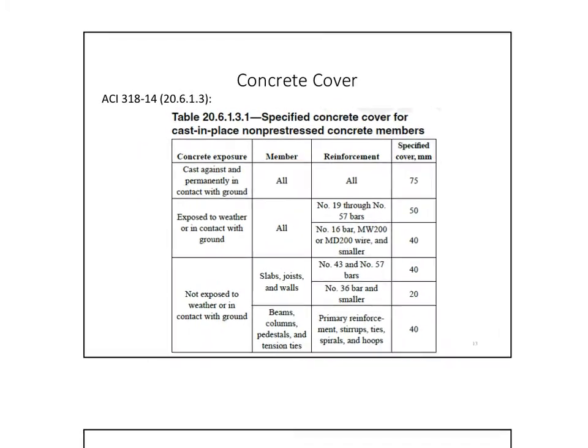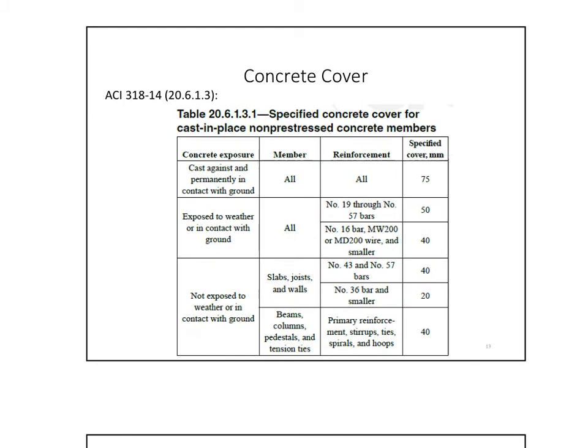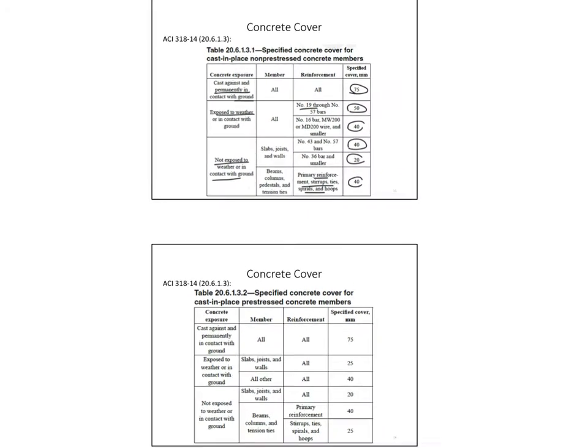We've looked at these concrete covers before. If it's cast permanently against the ground, like footings, you're at 75. Exposed to weather and contact to the ground, you have, depending on the bar sizes, either 40 or 50. Not exposed at all, like slabs and beams inside the building, you can go with 40, 20, or 40 for primary reinforcement, stirrups, ties, spirals, and hoops.